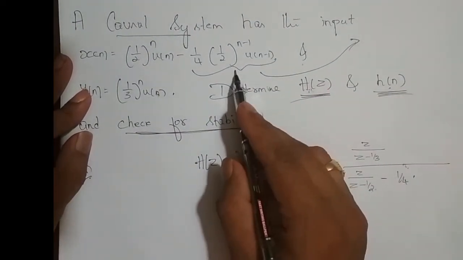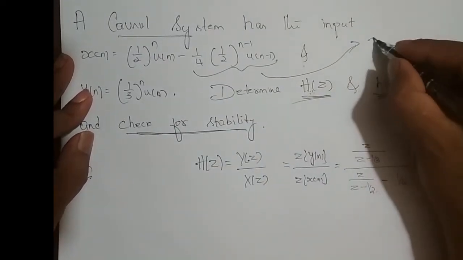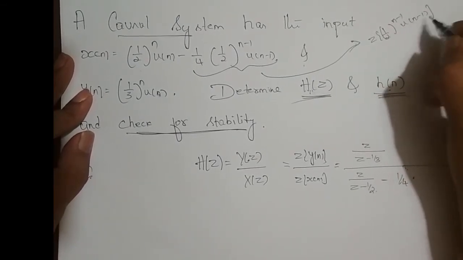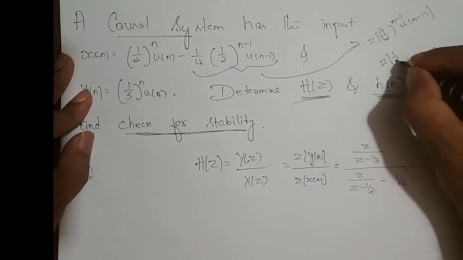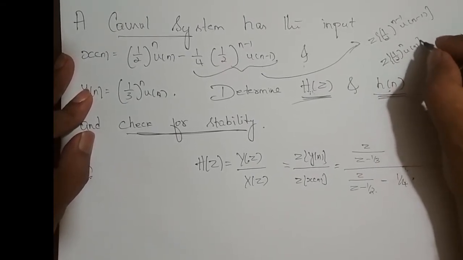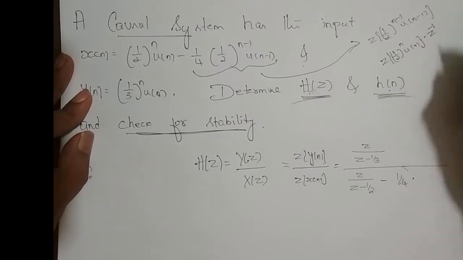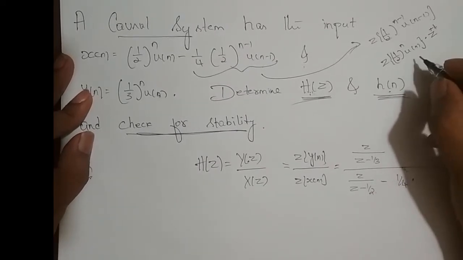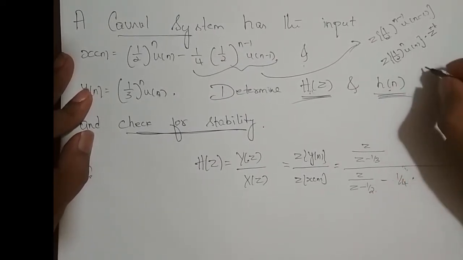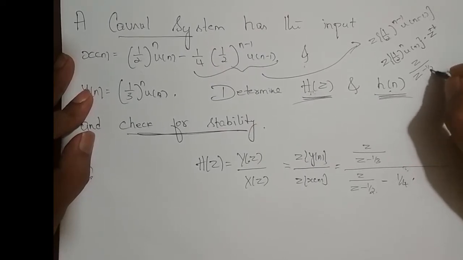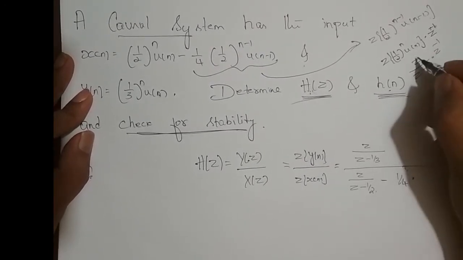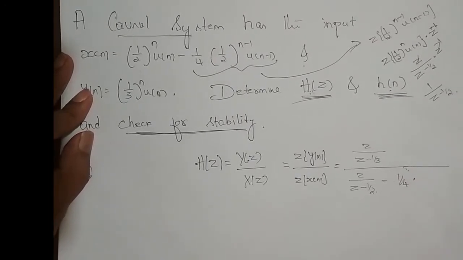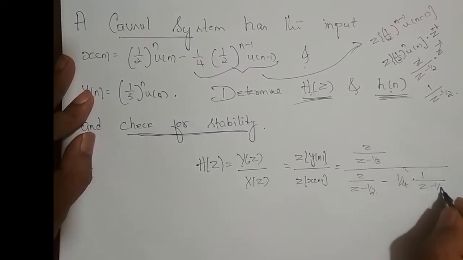I can use time shift properties to solve this, right? So what is the z transform of (1/2)^(n-1) u of n-1? I can write this as the z transform of the unshifted version of the sequence, (1/2)^n u of n, multiplied with z power minus 1. Why minus 1? Because it is n minus 1, time shift property. Now, the z transform of (1/2)^n u of n is z divided by z minus 1/2, into z power minus 1. So z power plus 1 and minus 1 cancel out, and I end up with 1 divided by z minus 1/2.